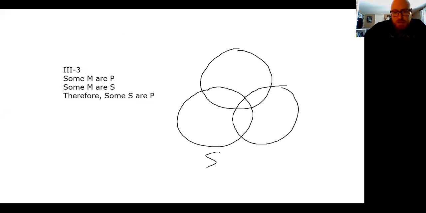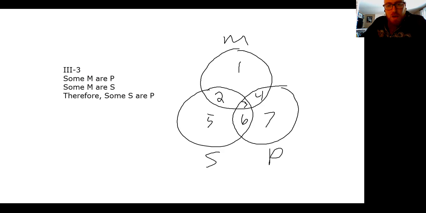Okay, S, M, and P, minor, middle, and major. Let's number them. 1, 2, 3, 4, 5, 6, 7. There we go. Okay, so I don't have a universal premise and a particular premise. I have two particular premises, so it doesn't matter which one I mark first, but let's just go ahead and go in order here. All right, so the major premise says there's at least one M, which is also a P. So there's at least one thing somewhere in here, okay?